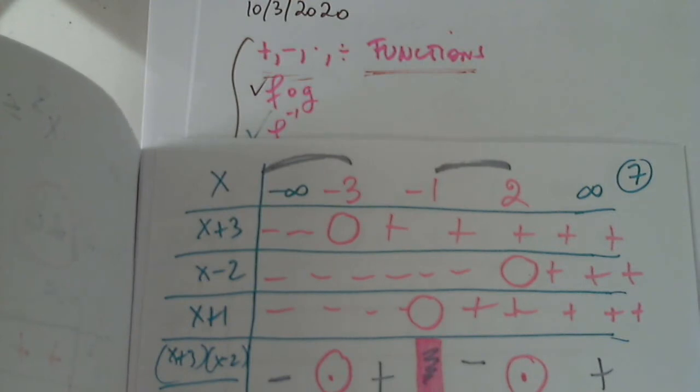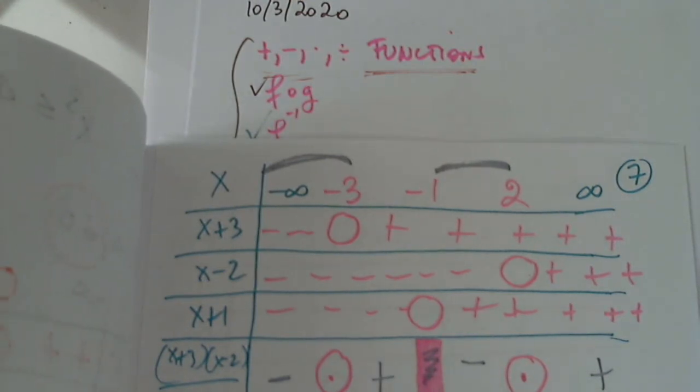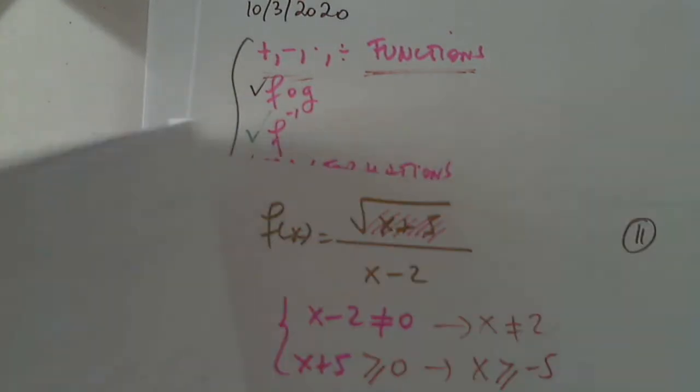Careful when you have a rational: if it's undefined, you have to put undefined. It's 0 when the top is 0, but it's undefined when the bottom is 0. So careful on that.